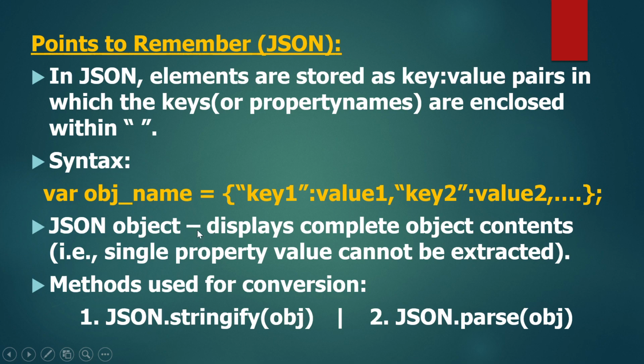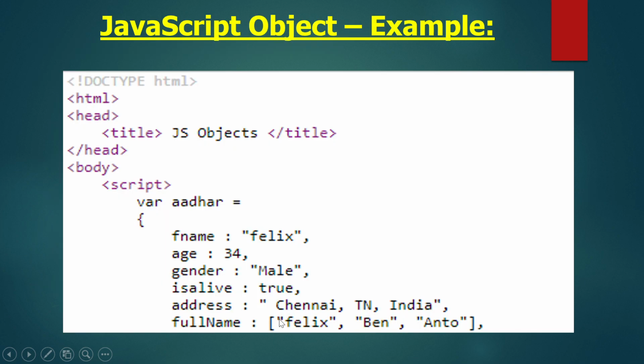And a JSON object displays the complete object contents, that is, a single property value cannot be extracted. The methods used for conversion are JSON.stringify and JSON.parse. Inside the parentheses, whatever object we have declared, we have to give it. Before we declared A, so we have given A in that. Here we have declared the object name as a variable name, so we have to give the object name.